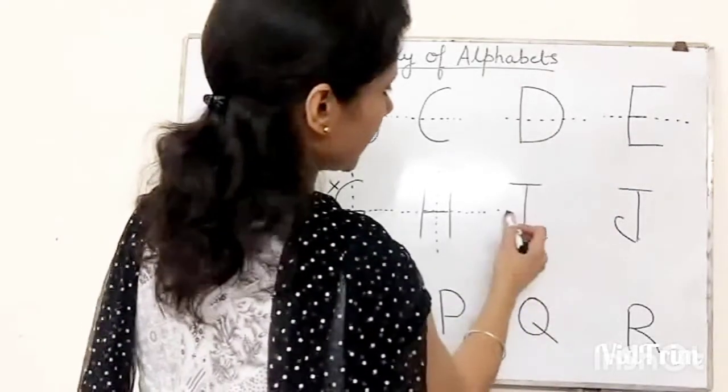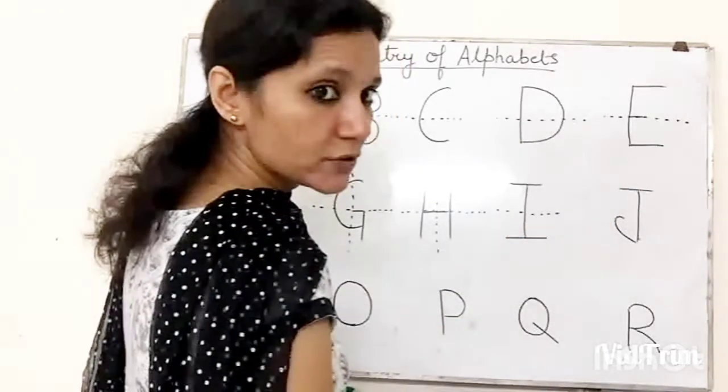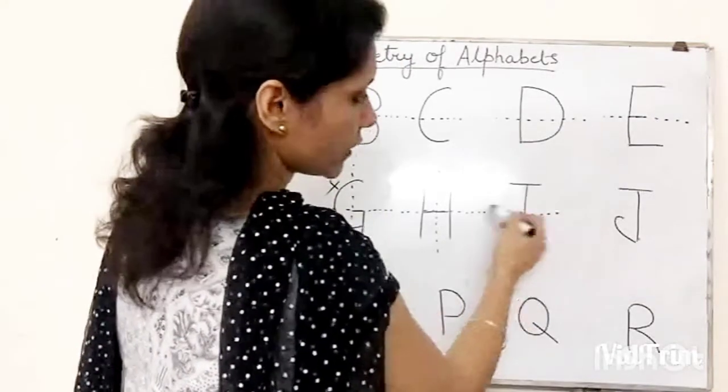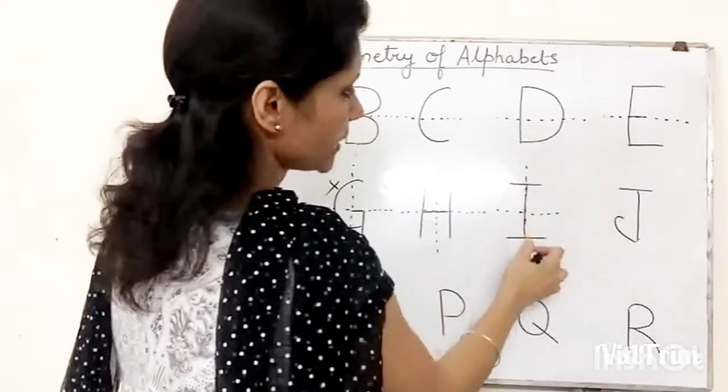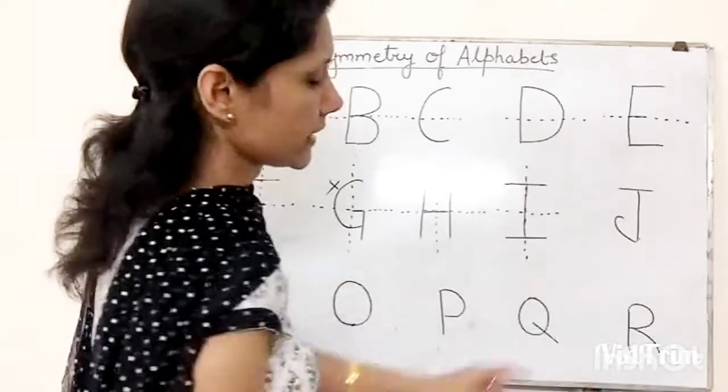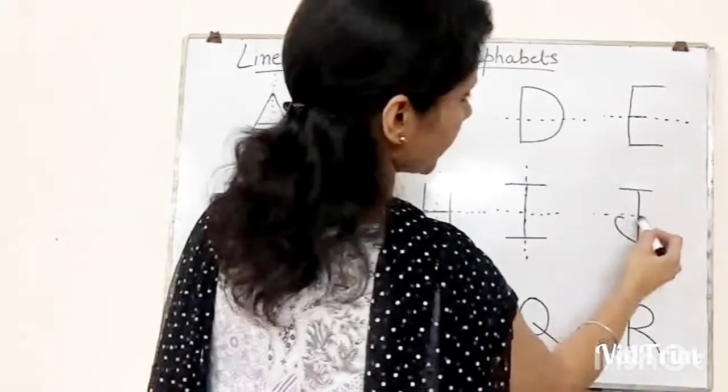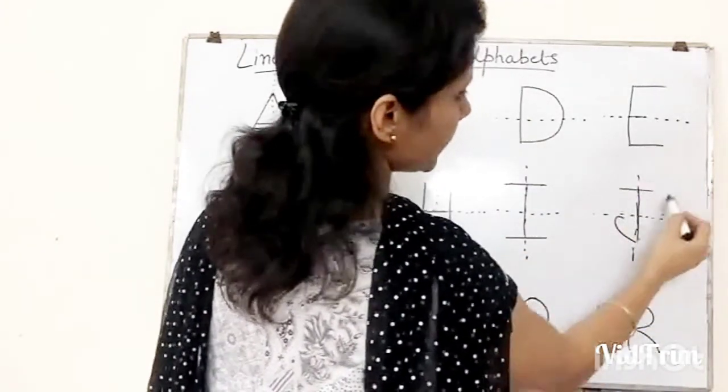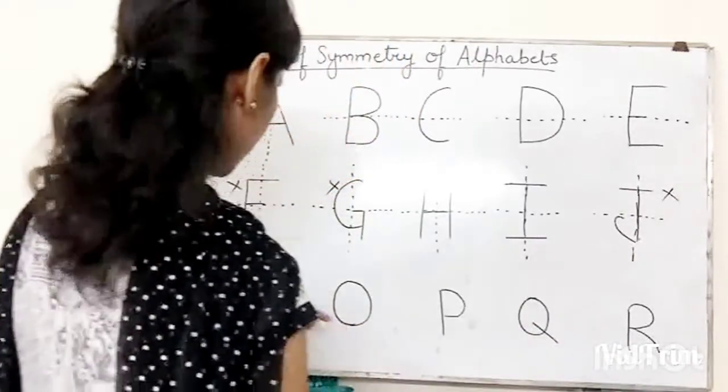Alphabet I, again vertical line of symmetry is also present. Horizontal is also present and vertical is also present. J, again it does not possess any line of symmetry.